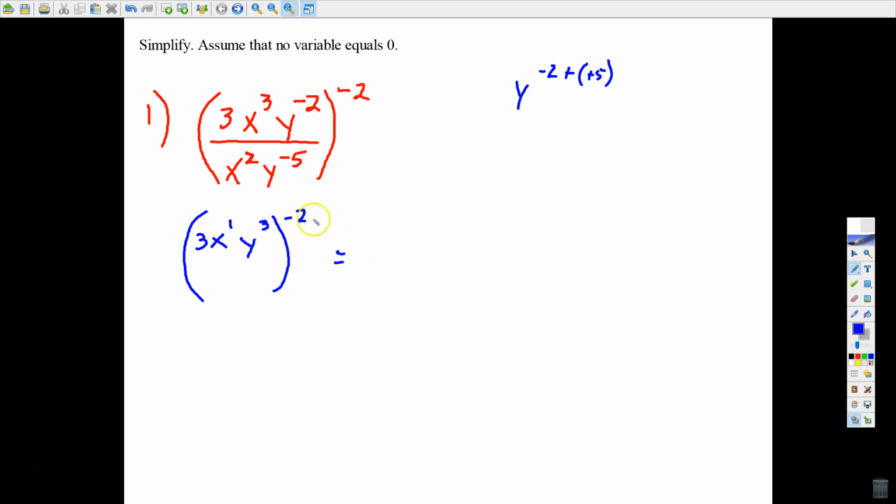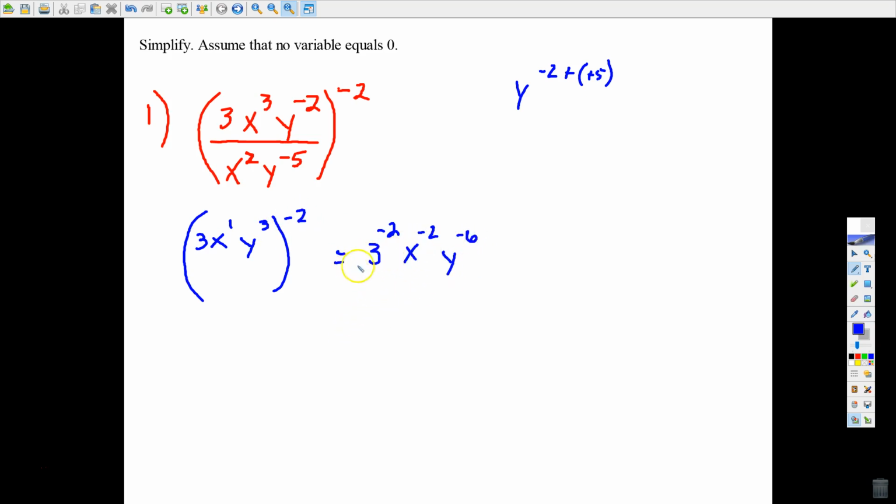All right, so let's take care of raising everything in the parentheses to the negative 2. So I'm going to do it a slow step at a time. There's 3 to the negative 2. x to the first raised to the negative 2. Remember, powers raised to other powers, you multiply those. That's another property of exponents. So that's x to the negative 2. And y to the third raised to the negative 2. Multiply those together, and you get y to the negative 6.